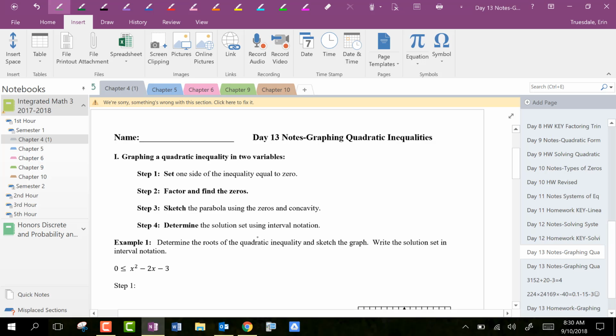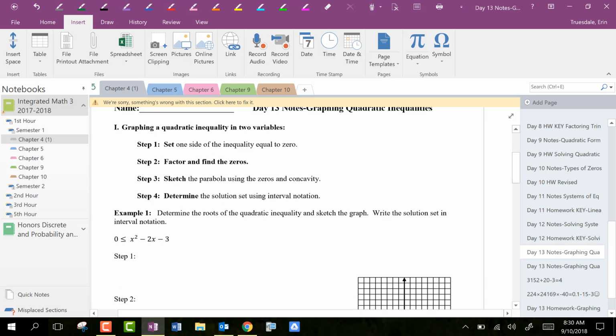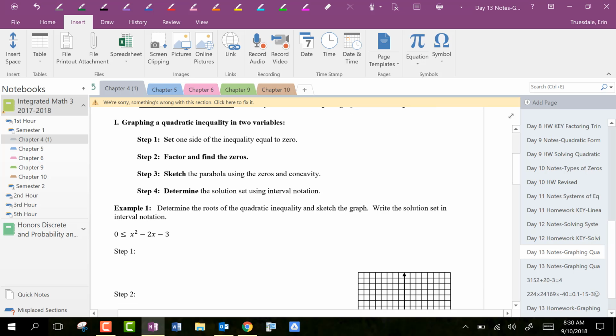Okay, so we're going to get into graphing quadratic inequalities today. Instead of an equation that only has one or two or three solutions, quadratic inequalities have multiple answers. It's a range of answers that work for that function. Okay, so here are the steps at the top.